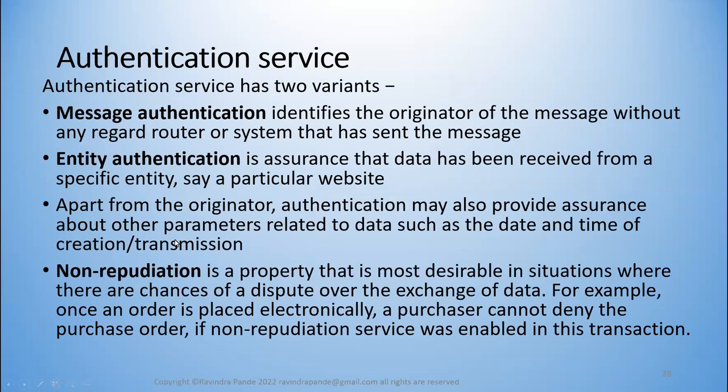Okay, now let's take a bit of light on authentication services. And as I told you, this is another branch of cyber security you could choose your career from. The authentication services has two variants: message authentication and entity authentication. Message authentication identifies the originator of the messages without any regard to the router or system that has sent the message. Now, this is what we can call tracing the message to its origin.